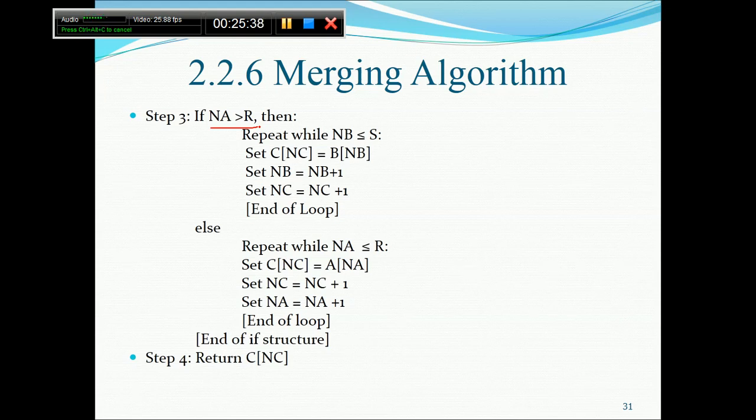So while NB is less than or equal to S, it will copy from the B array to the C array, NB equals NB plus 1, NC equals NC plus 1. Now if this is not the case, what will happen? Step 3 will only come whenever one of the arrays has been exhausted. If NA is not greater than R, obviously the B array has been exhausted, and now while NA is less than or equal to R, it will copy the content from A to C, NC equals NC plus 1, NA equals NA plus 1, and it returns C once this loop has terminated.